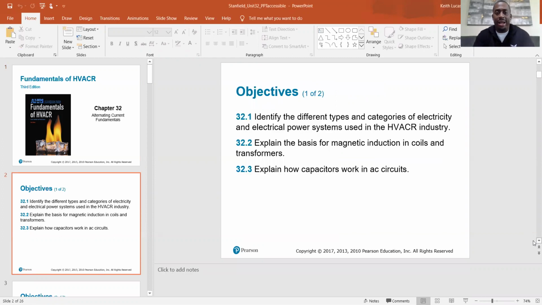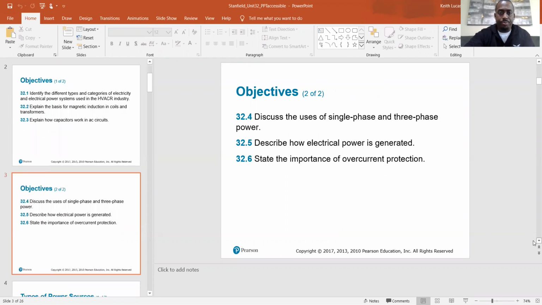The objectives are to identify the different types and categories of electricity and electrical power systems used in the HVAC industry, explain the basis for magnetic induction in coils and transformers, explain how capacitors work in AC circuits, discuss the uses of single-phase and three-phase power, describe how electrical power is generated, and state the importance of overcurrent protection.